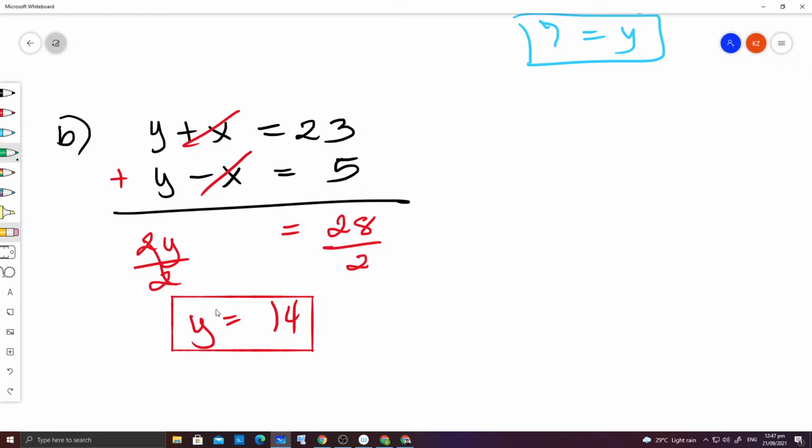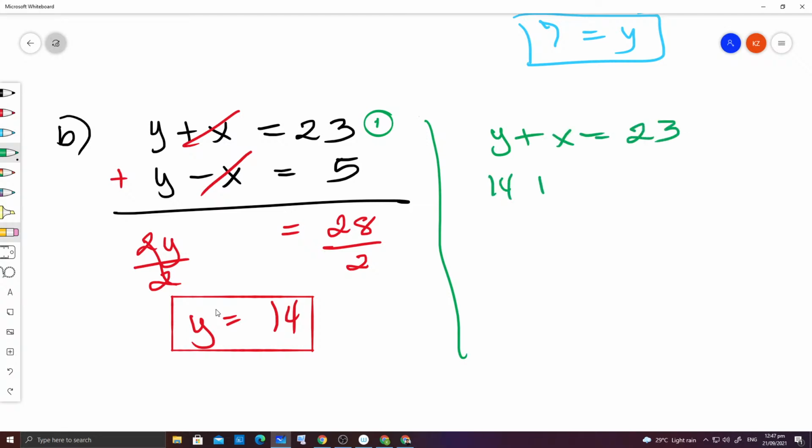Okay, I will choose only one, all right? Because I just proved that any of these two equations you use for the second variable, you will have the same answer. So I will use equation 1. y plus x equals 23. So we have 14 plus x equals 23. So x is equal to 23 minus 14. Okay, 23 minus 14. So we have 9.